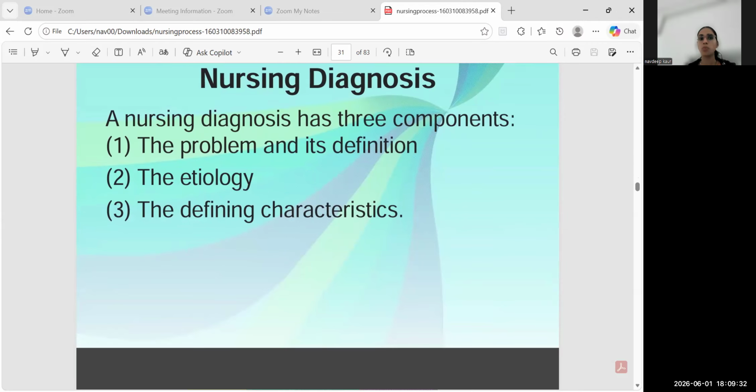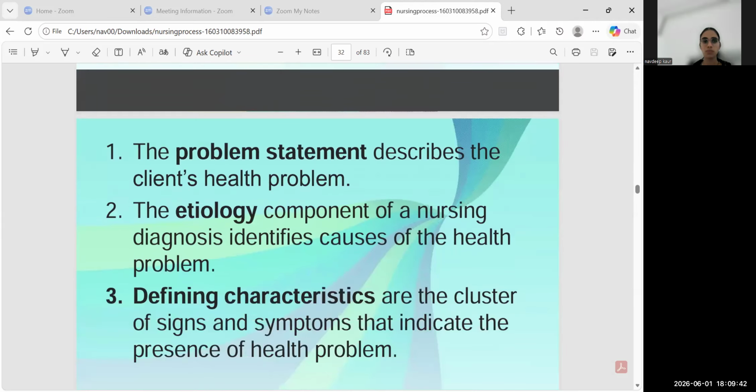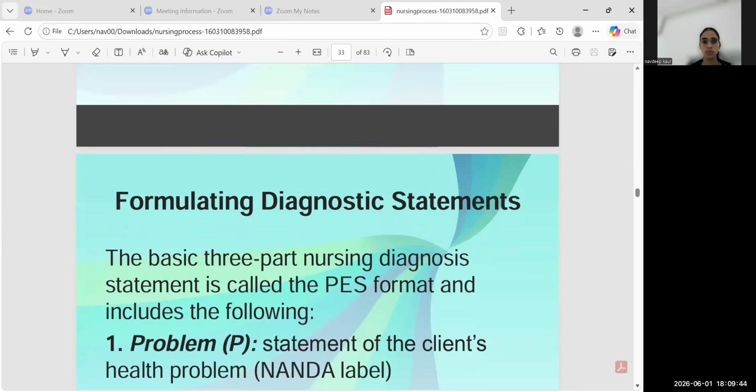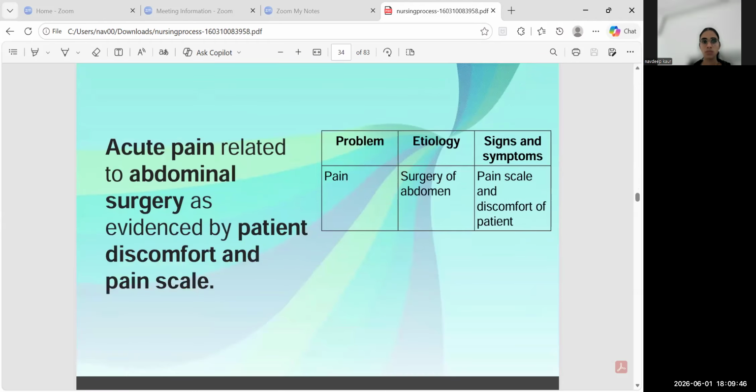And there are three components of the nursing diagnosis. First is the problem and its definition, second is etiology, and third is the defining characteristics. For example, the first nursing diagnosis is that the patient is suffering from pain. So we start with the diagnosis: acute pain related to the abdominal surgery.